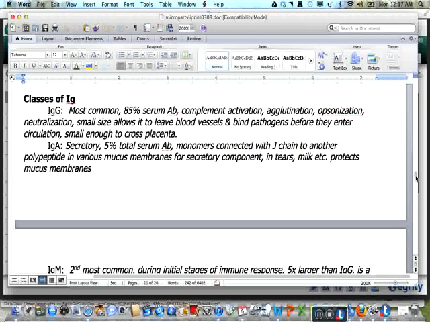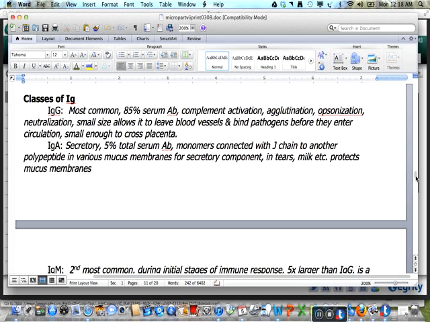We have 5 classes of immunoglobulin. IgG is the most common, comprising 85% of the serum antibody. It is involved in complement activation, agglutination, opsonization, and neutralization. Its small size allows it to leave the blood vessels and bind pathogens before they enter the circulation. It is also small enough to cross the placenta, protecting the fetus.